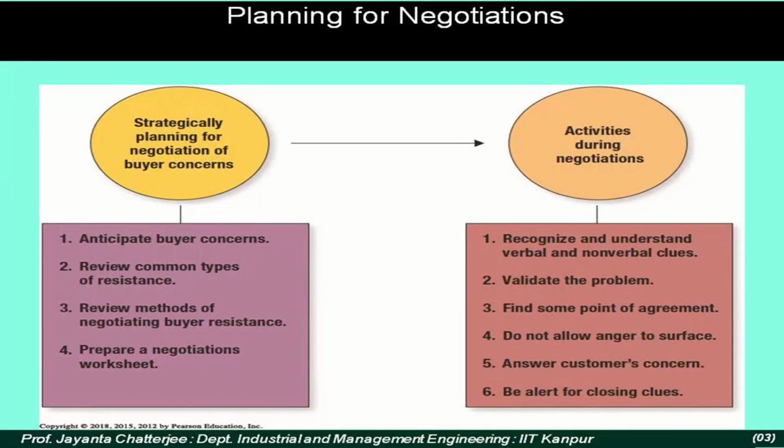Some no-nos in negotiations are that you definitely do not allow polarization to happen, because polarization will often lead to anger, and anger is detrimental to a good negotiation. Also during the negotiation process, be alert for clues that will be indirectly presented by the customer, which are your signals for going for closing the deal.